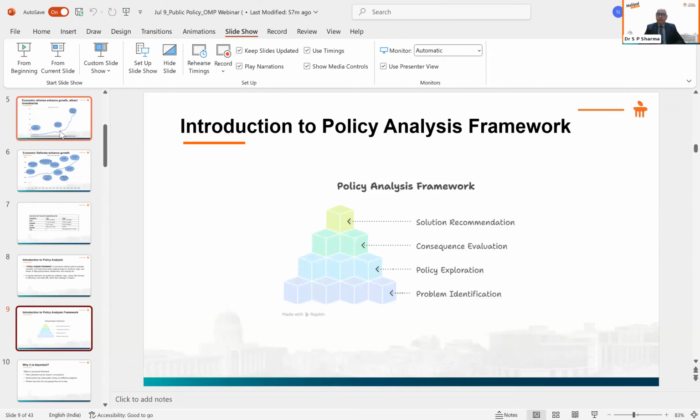In the introduction, I would like to mention firstly the problem identification. Firstly, you have to identify the problem which you are going to discuss, and for which you are going to provide some policy support. So policy exploration depends on your identification of the problem. Then you should focus on the consequence evaluation. What is going to happen after the adoption of such a policy support to a particular problem? Then the solutions and recommendations come.